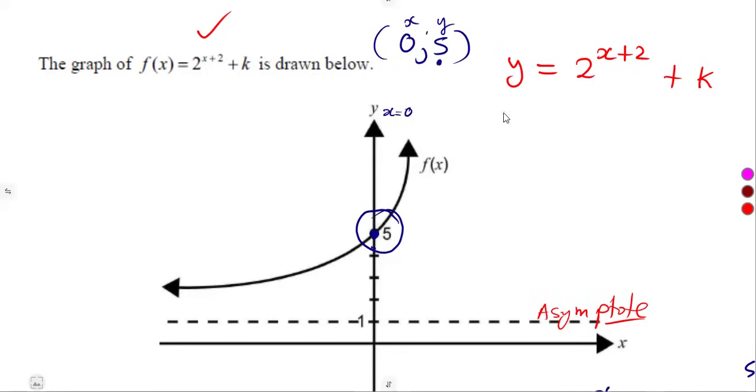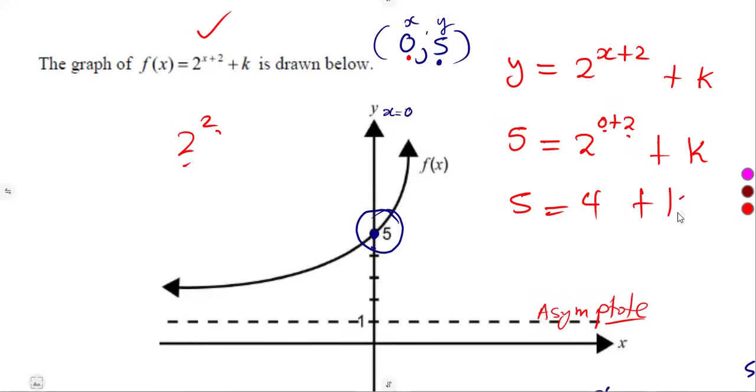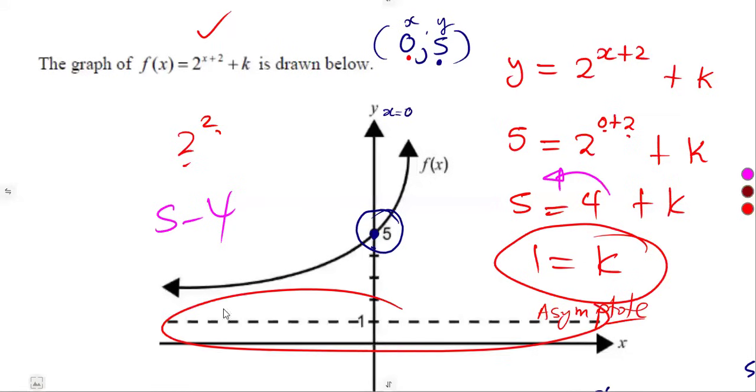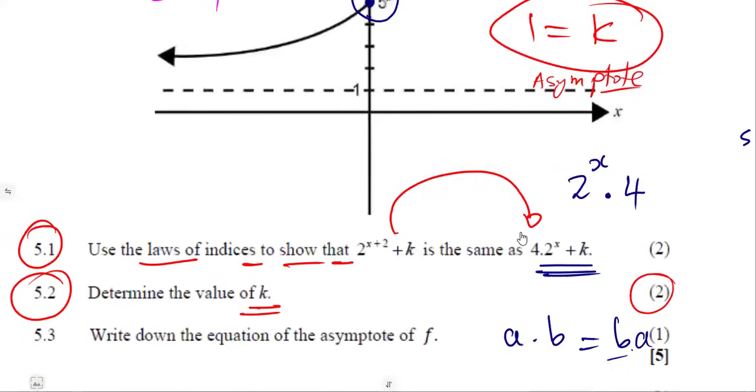So we have got the y value. y is what? It is 5, at a condition where x is 0. So that's 0 plus 2 plus k, just like that. So 5 is equal to 0 plus 2, that's a 2, 2 squared, that's a 4, plus k. We take the 4 to the other side. It was going to be negative 4 minus 5, which is 1. So k is equal to 1. So like I said before, we can take it from what? From the asymptote. That's it.